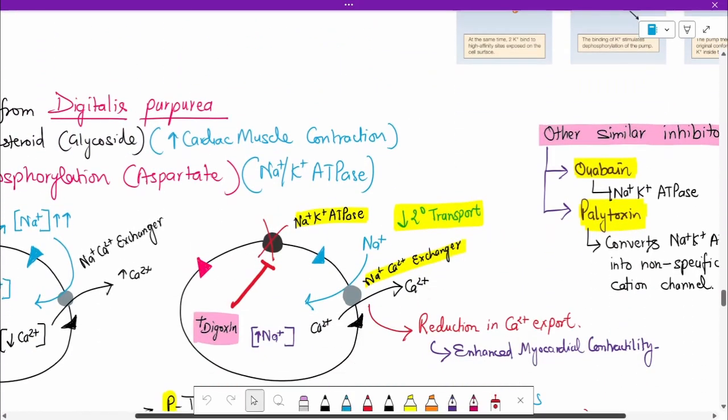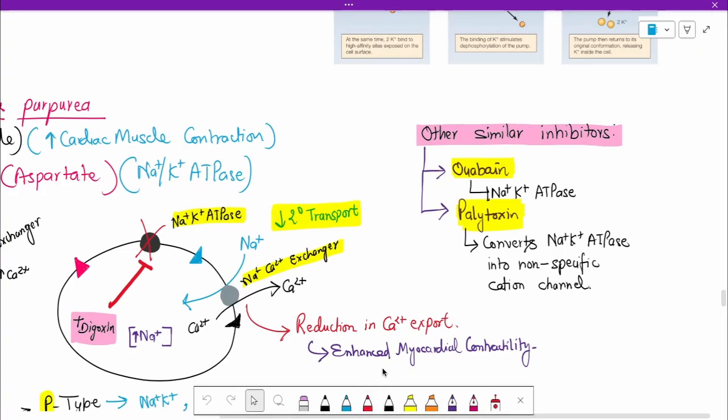Now, there are some other similar inhibitors like ouabain, which also inhibits the sodium potassium ATPase, and palytoxin, which converts this sodium potassium ATPase into a non-specific cation channel, allowing the transport of any cation in a non-specific manner. This was the functioning of digoxin.